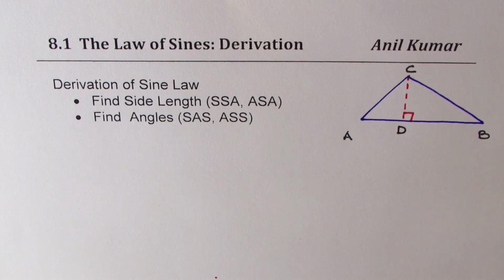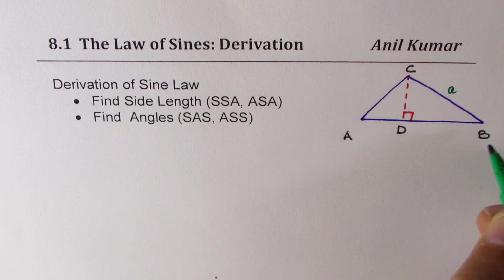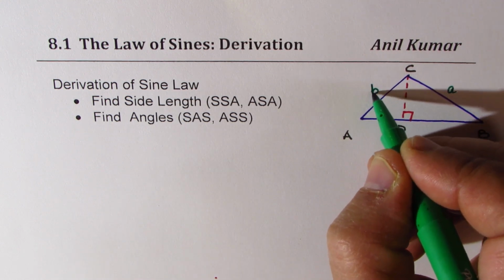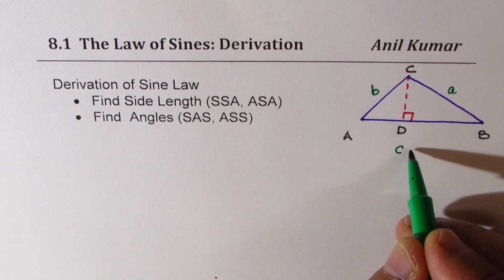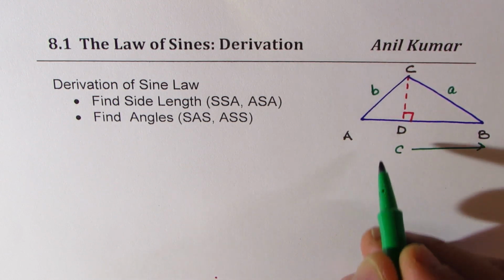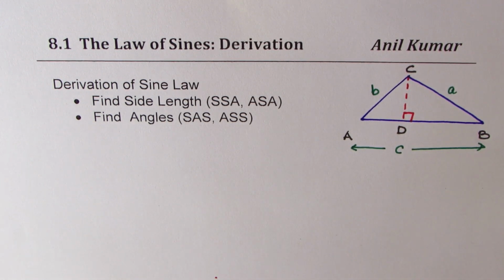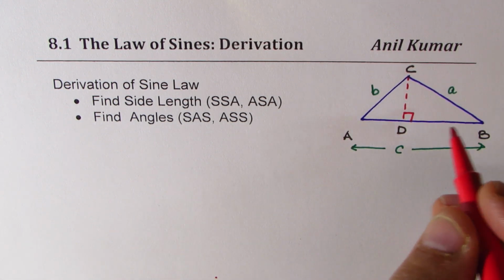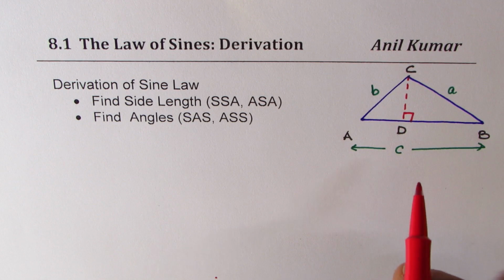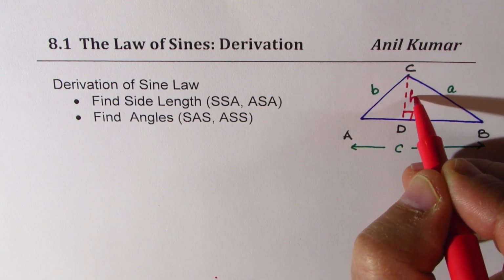Now, the side opposite to A will be referred to as a, the side opposite to B will be referred to as b, and that opposite to C will be c. So what I'm trying to say here is that the length AB is c, lowercase. Now, let's say that height CD is h.